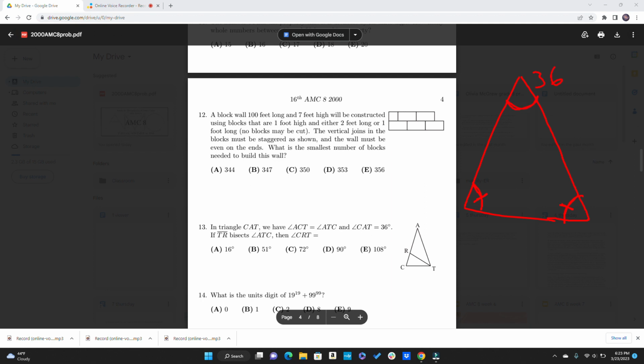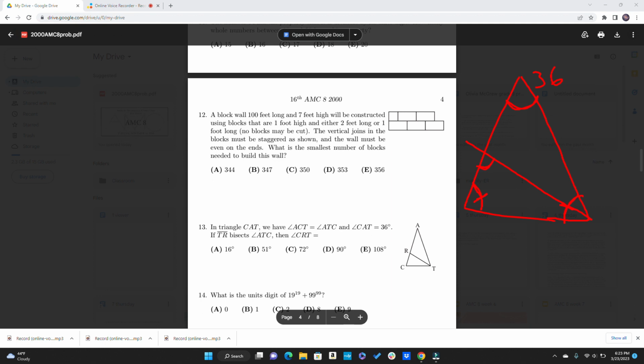Okay? TR bisects angle ATC. So that means that this angle here is split in half by TR. Right? That line splits it in half. And we want to find angle CRT, so that would be this angle here. That's our mystery angle. Okay, so let's fill in what we can learn from this.